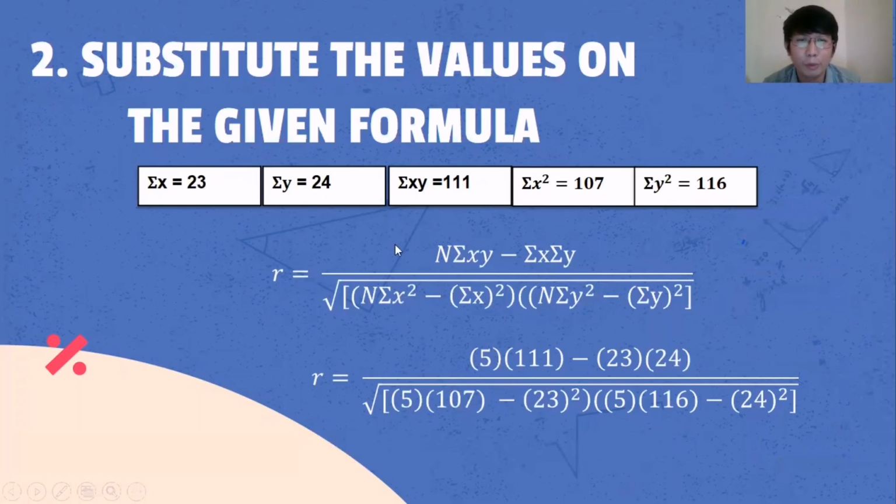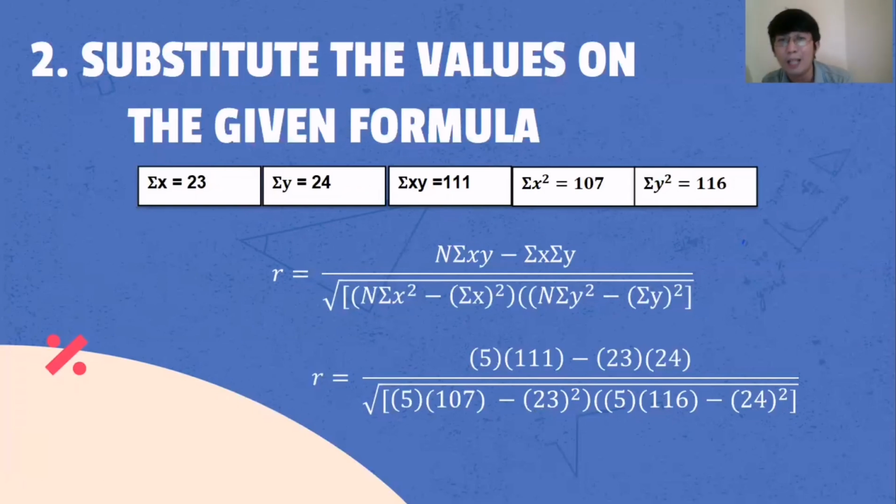Summation of X, squared. We will be getting the square of the summation of X, that's 23. Total number of pairs, that's 5. Summation of Y squared is 116. The square of the summation of Y. That's the next step. Substitute the values on the given formula. First step, fill in the table. Second step, substitute the values on the given formula.